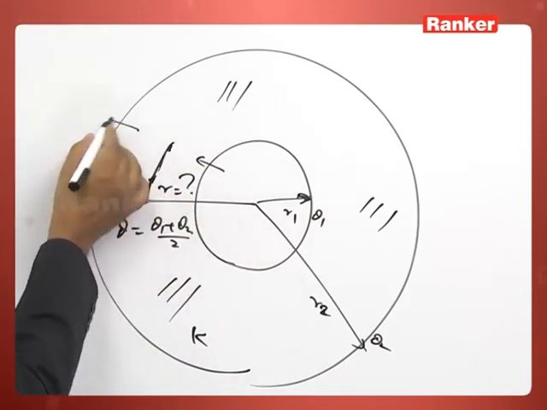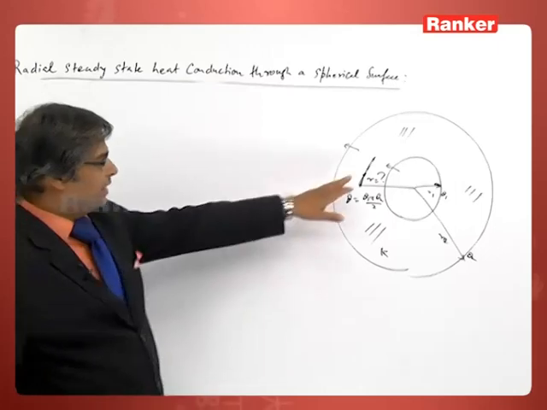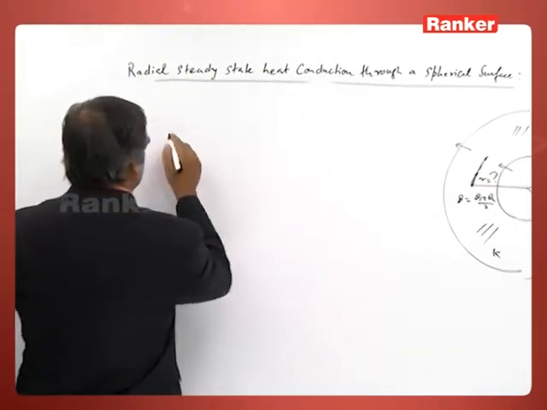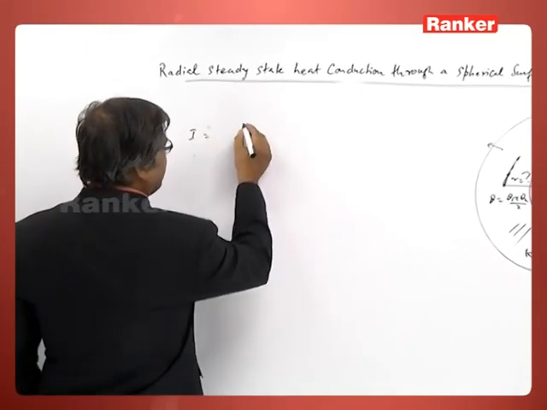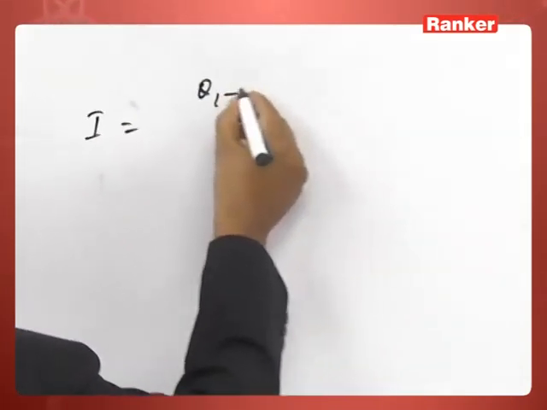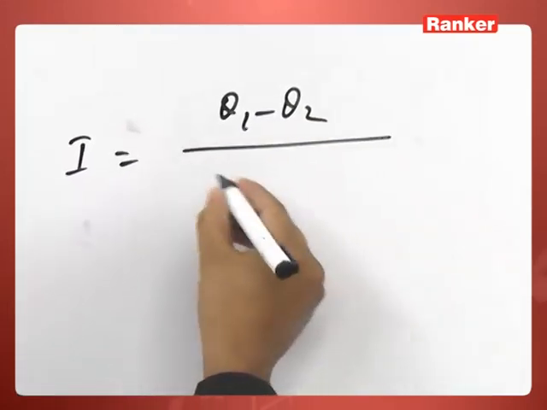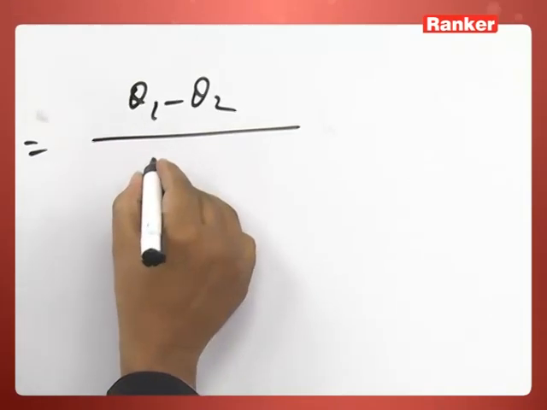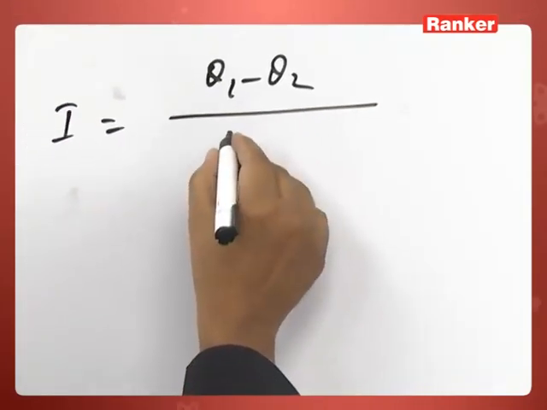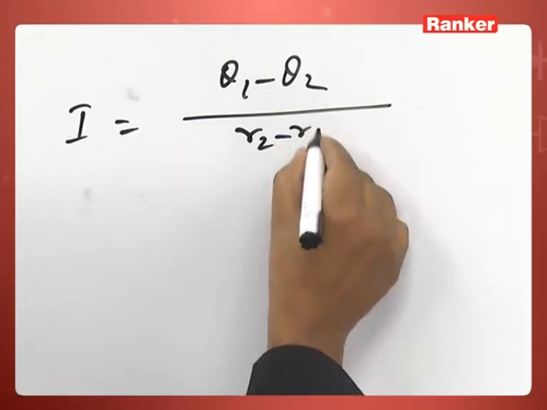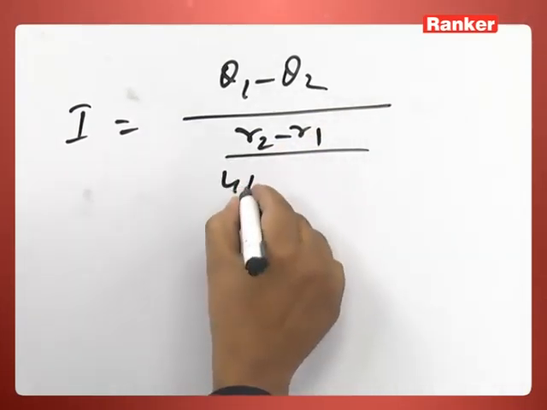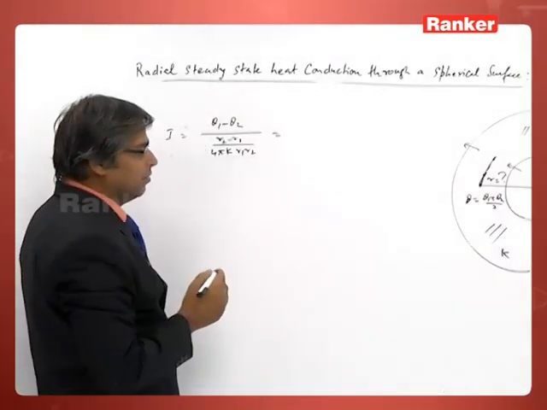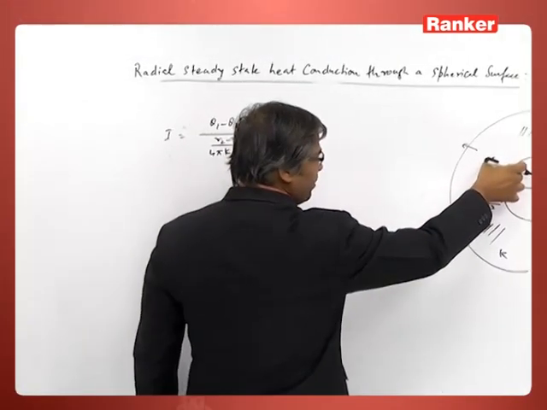We want the temperature of this place. So, the total heat current and the heat current through this portion are the same, that will be equated. So, heat current I is given as (theta 1 minus theta 2) by the thermal resistance of the whole spherical shell, that is (R2 minus R1) upon 4 pi k R1 R2. Now, again we use the thermal resistance of this.